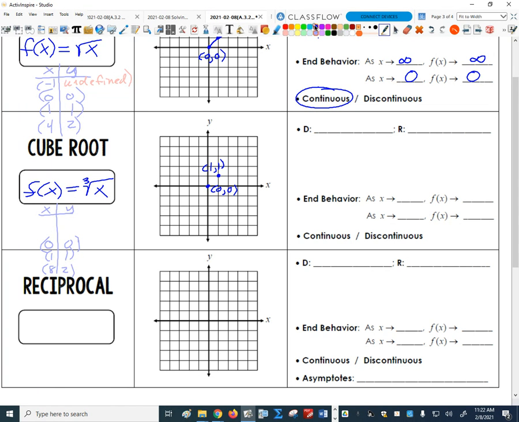That one's off my graph. So I got to go over 8. There's 5, 6, 7, 8. And my output is a 2 for y. So it's got coordinates 8, 2. Okay, what about negatives now?